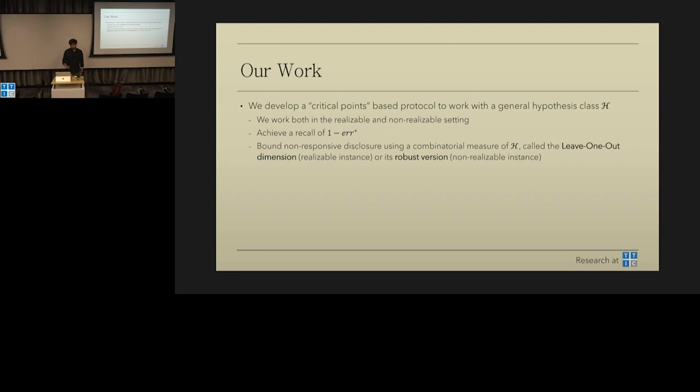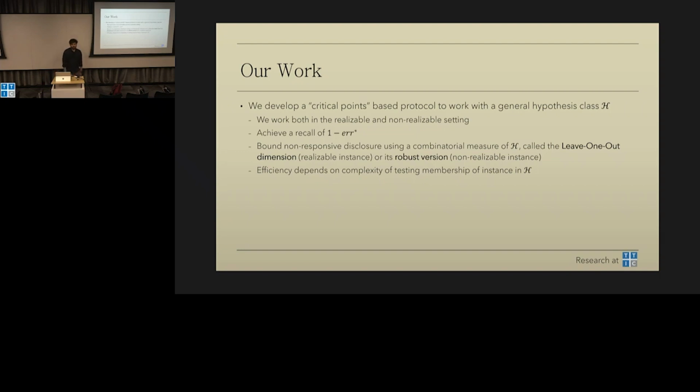But what if the setting is non-realizable or it's high dimensional data? Then we introduce a combinatorial measure of H, which we call the leave one out dimension, which captures the number of points that are revealed if Alice behaves truthfully, in the sense of the non-responsive disclosure. So the number of non-responsive points. Good, so you get it basically. So it does depend on the hypothesis class, not on specific hypothesis. So for hypothesis of linear separators in R^d, is it just d or is it bigger than that?